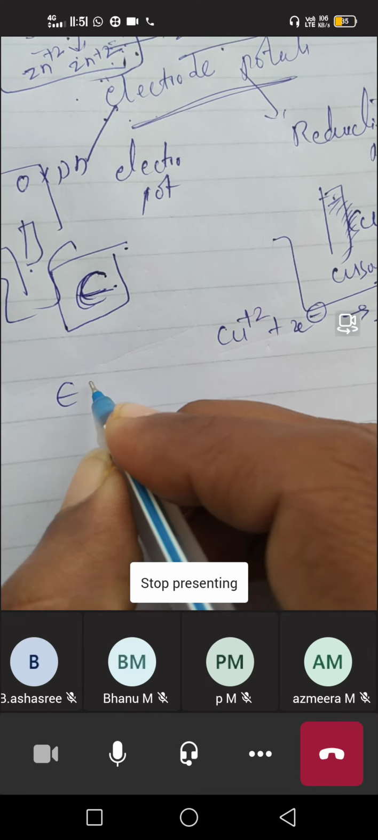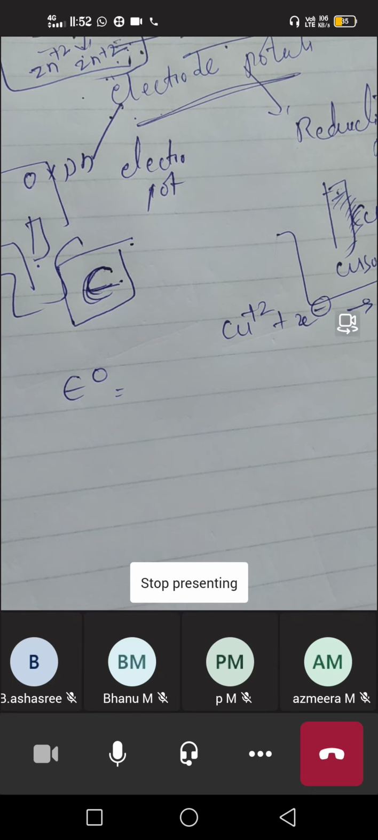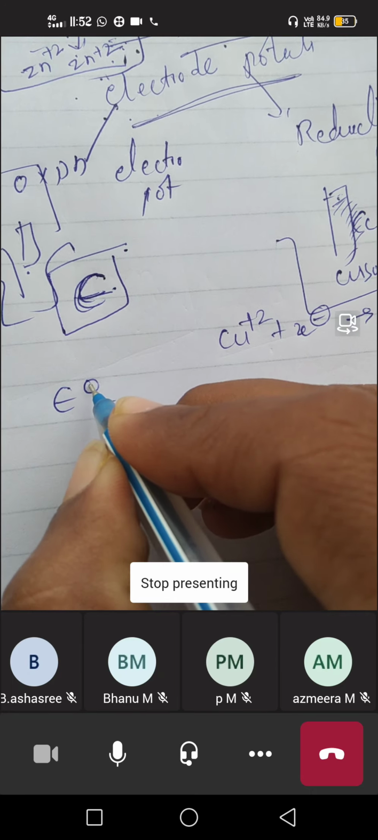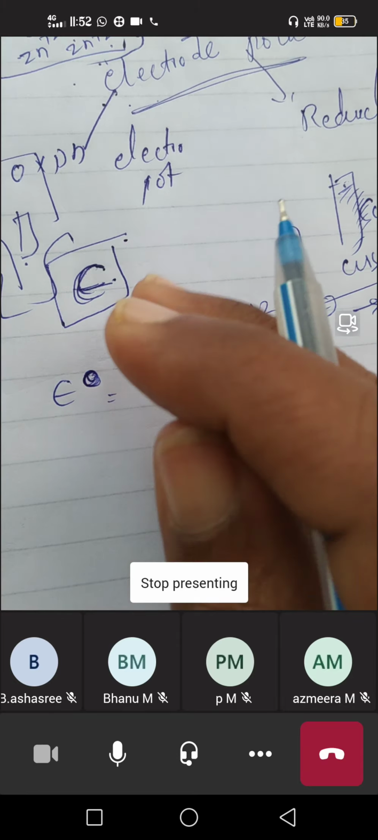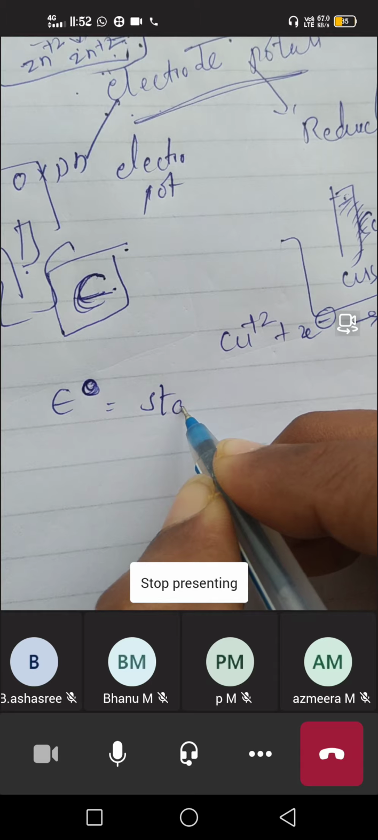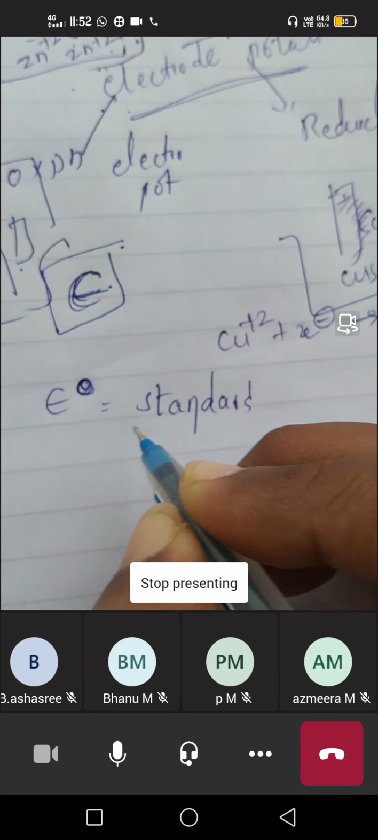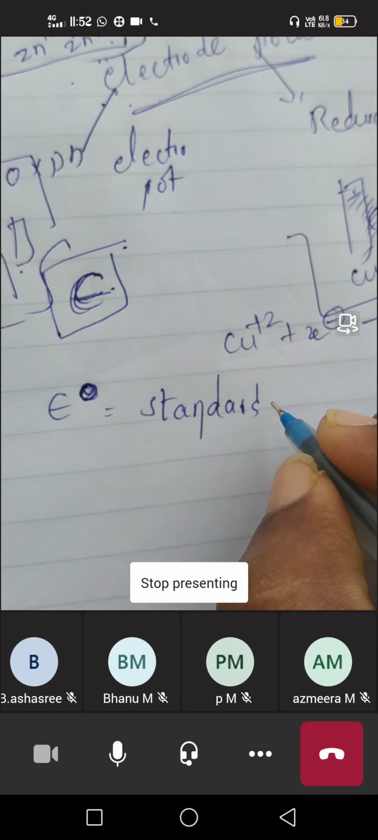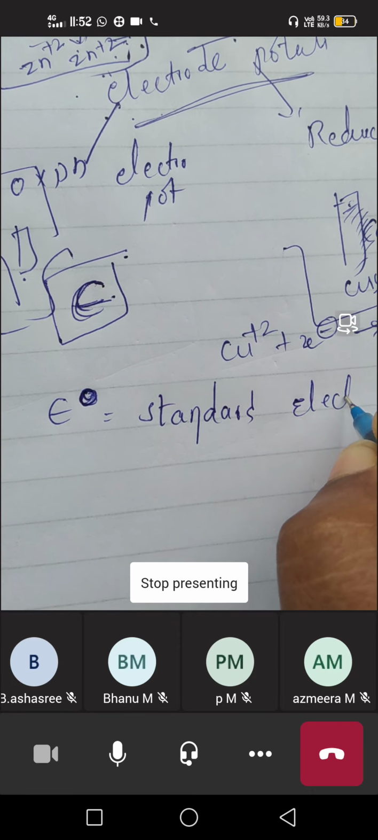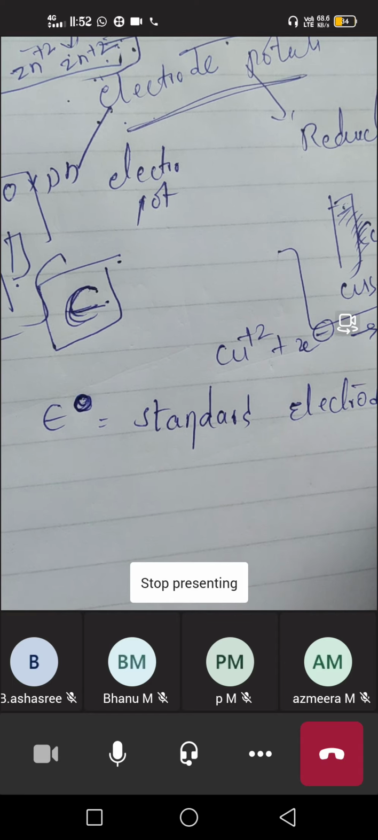There is another term called E naught. What does E naught mean? Whenever you see this naught symbol, it indicates standard condition, that is, the standard electrode potential.